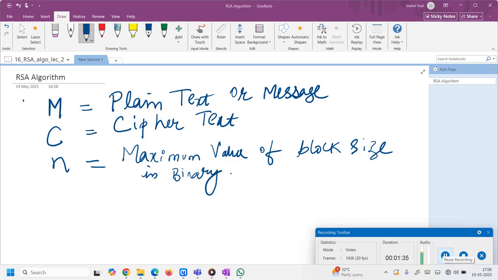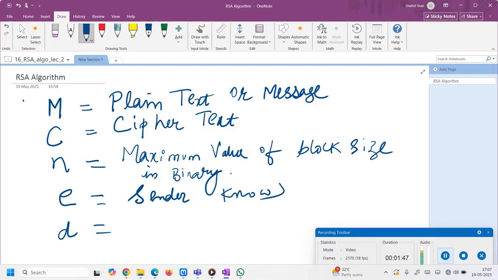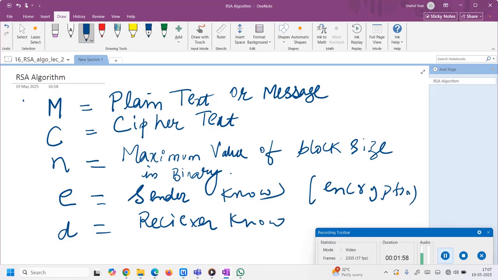In addition to this, we need two more numbers, E and D. So E basically stands for encryption. This is something which the sender should know, and D is something which the receiver should know. E is used at the encryption part, and D is for decryption, so it is used at the decryption part, which will also become clear when we do the example.